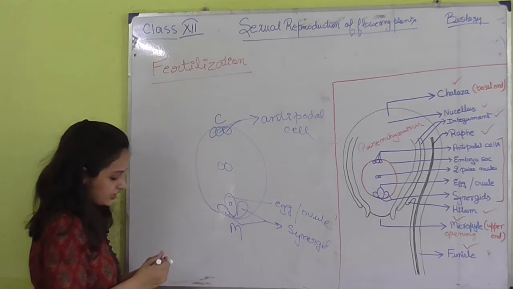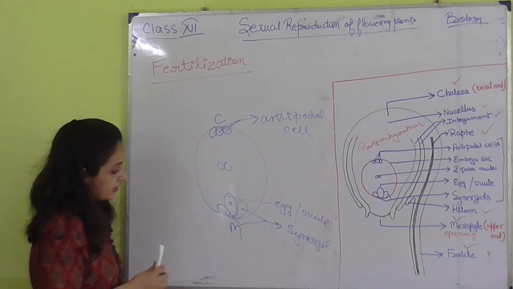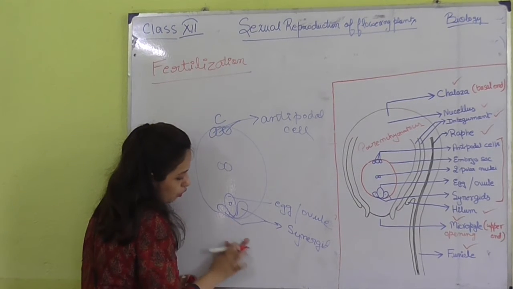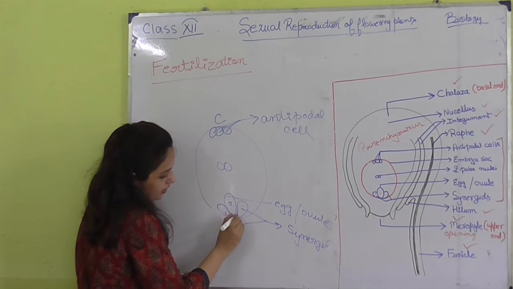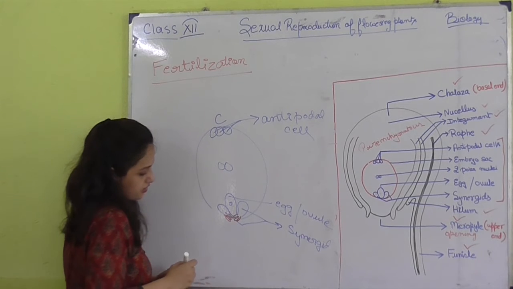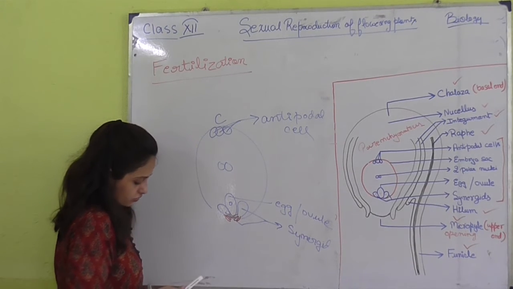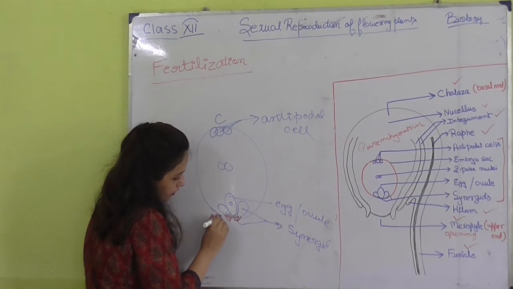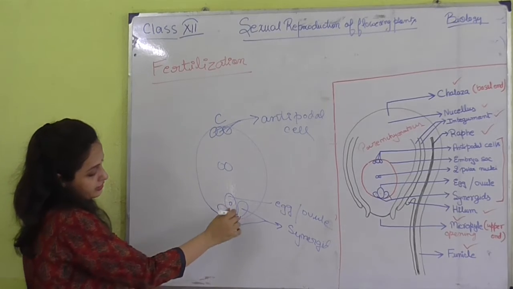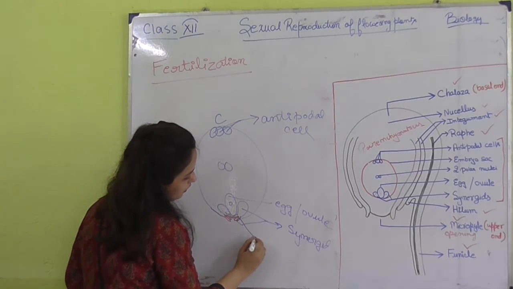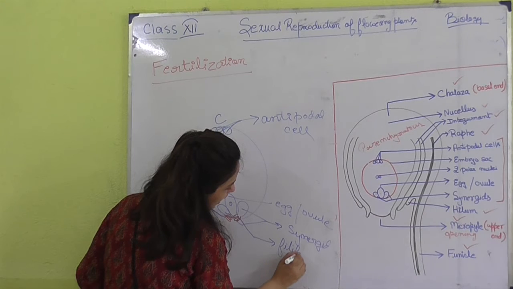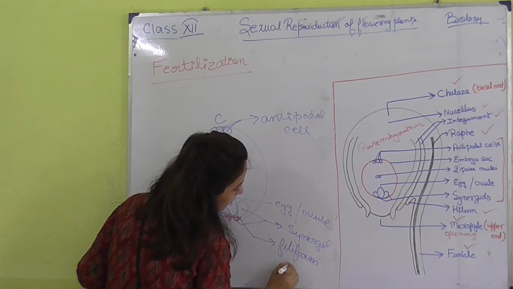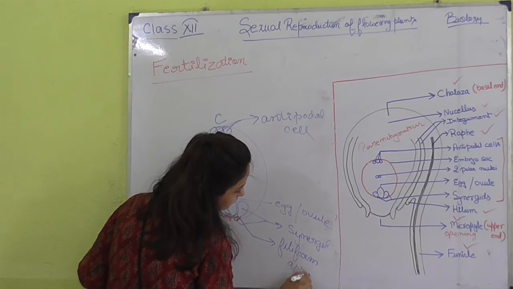These synergids have a comb-like structure. This is a synergid, having this comb-like structure. So this comb-like structure on the synergid, below the synergid, is known as the filiform apparatus.